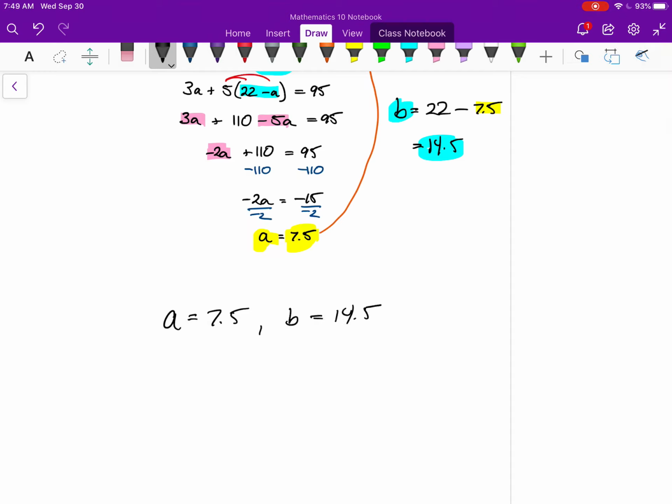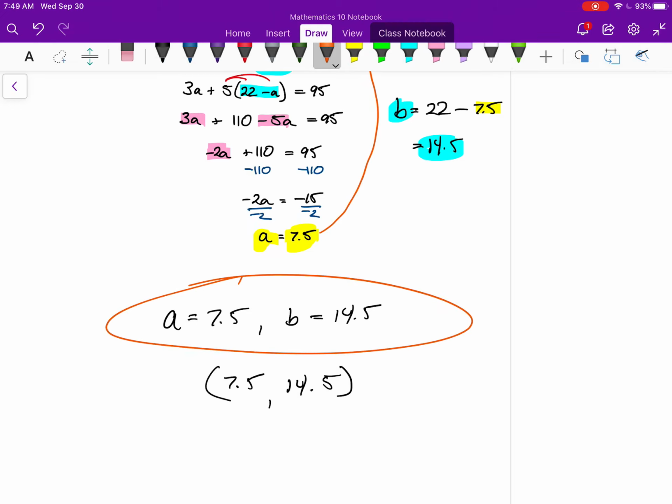If I want to write this as an ordered pair, it's not really clear what my x and y are. By general convention, we just go in alphabetical order. So I could say 7.5, 14.5, but I don't even know what A and B stand for, so it's hard to know what's your independent variable, what's your dependent variable. And so if you're not sure, just go with that.